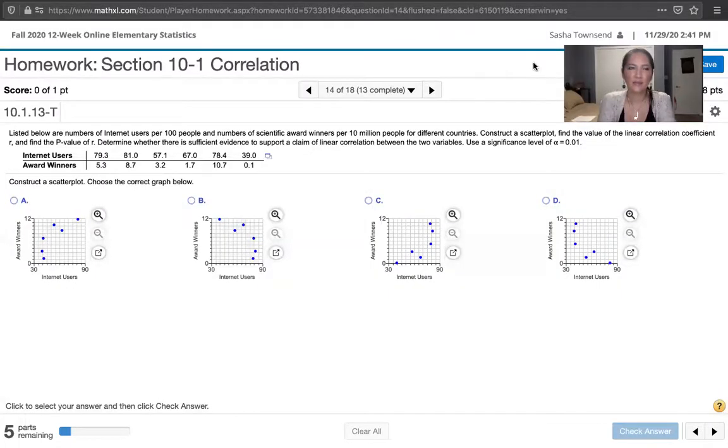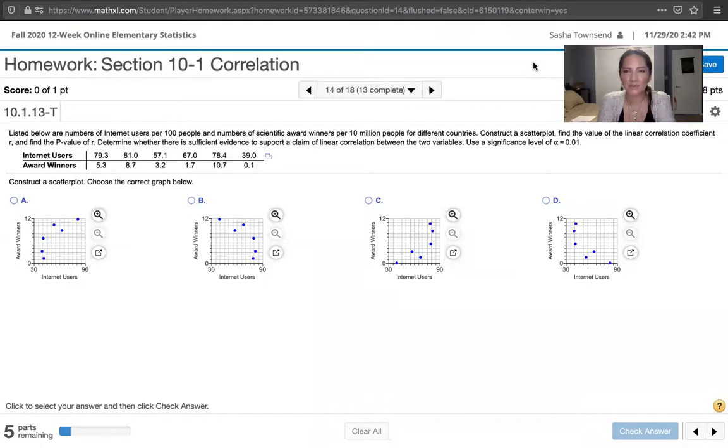In this video, we solve problem 10.1.13-T from Essentials of Statistics, 6th edition by Mario Triola. The problem statement says, listed below are numbers of internet users per 100 people and numbers of scientific award winners per 10 million people for different countries.